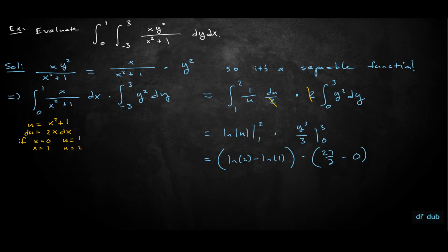And what do we know? We know natural log of 1 is 0. So this is going to be natural log of 2 times 9. So 9 times natural log of 2. Or, I guess you could say it's natural log of 512. Either way. I'd probably leave it as 9 natural log of 2. Or raise 2 to the 9th power, which is 512. Either way.